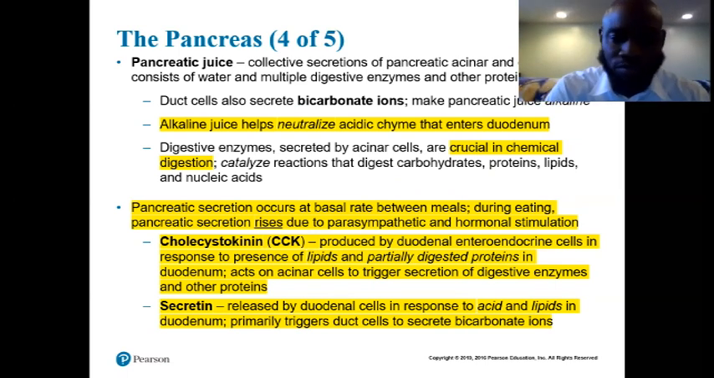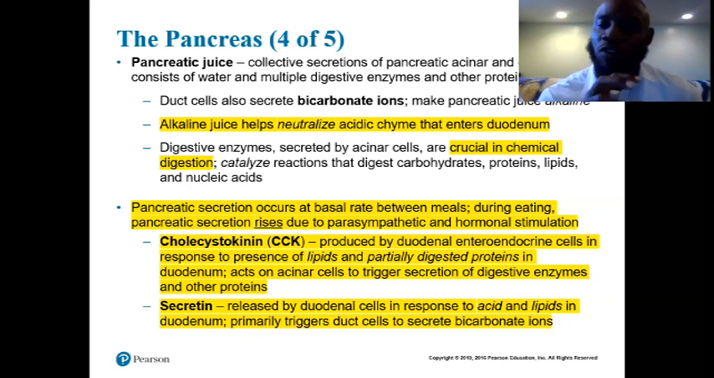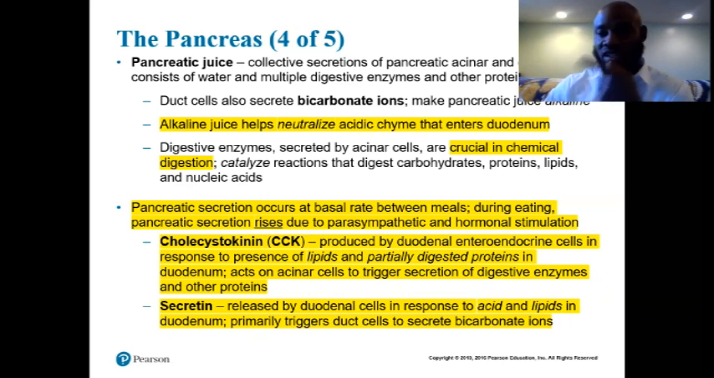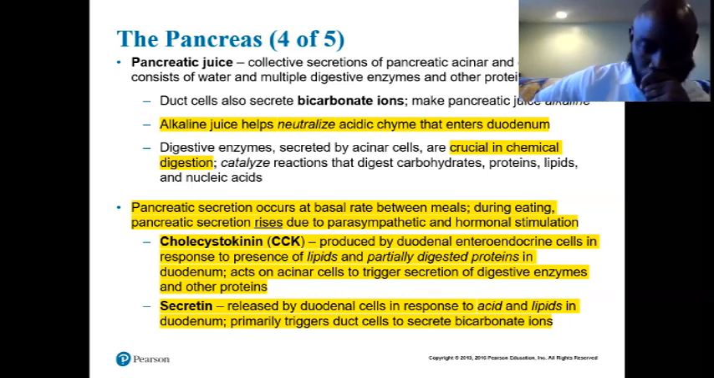Cholecystokinin, which is produced by the duodenal enteroendocrine cells in response to the presence of lipids and partially digested proteins in the duodenum. So the first part of the small intestine senses that there are partially digested proteins, which we've talked about as far as setting off triggers in the stomach as well as in the duodenum. This acts on the acinar cells to trigger secretion of digestive enzymes and other proteins.